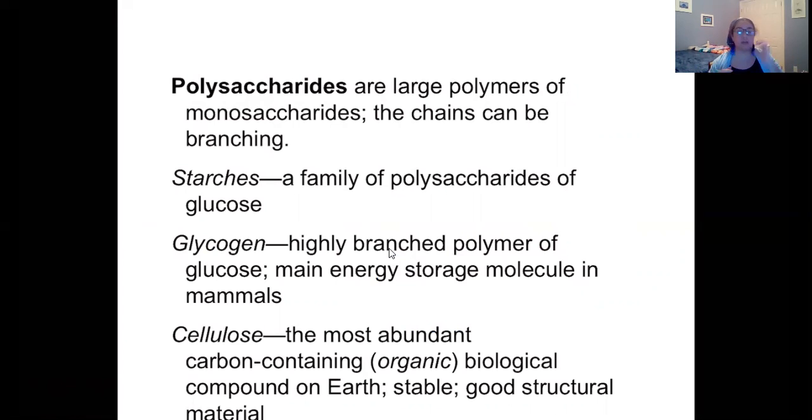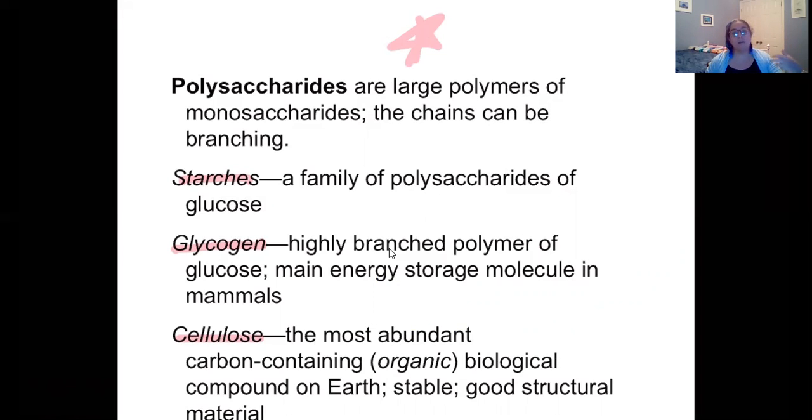And one of the classic ones that we need for you guys to know is the difference between starch, glycogen, and cellulose. And the reason we need you guys to know this, because this is a great example. I'm going to put like a star here. This is a great example of how structure affects function in carbohydrates.